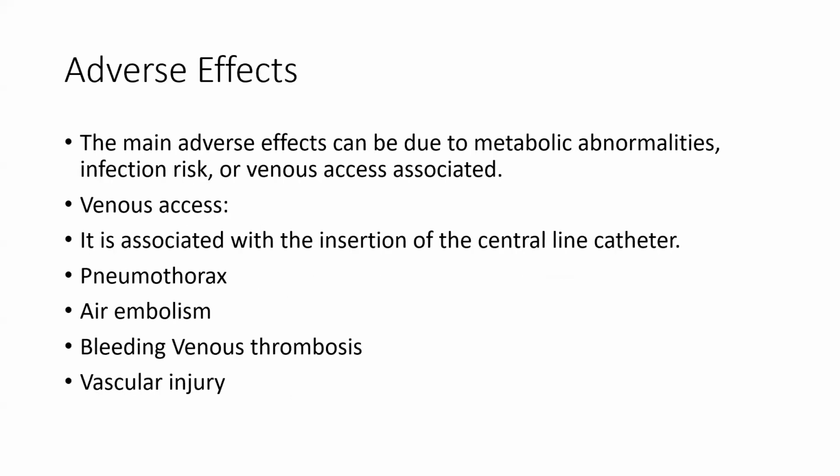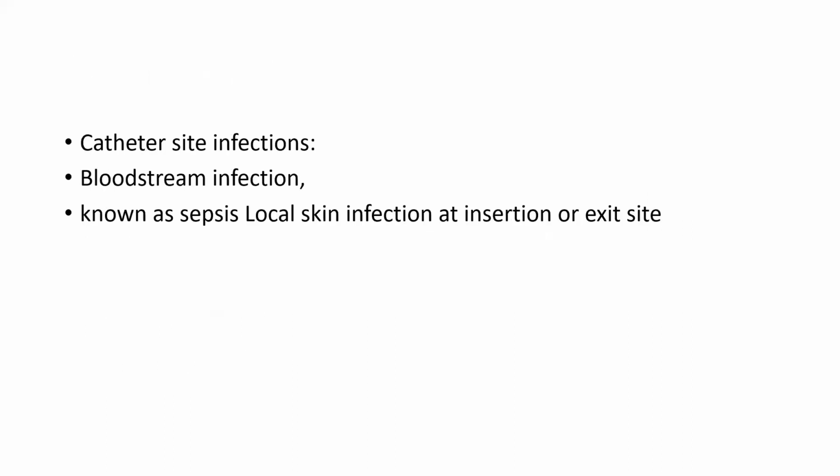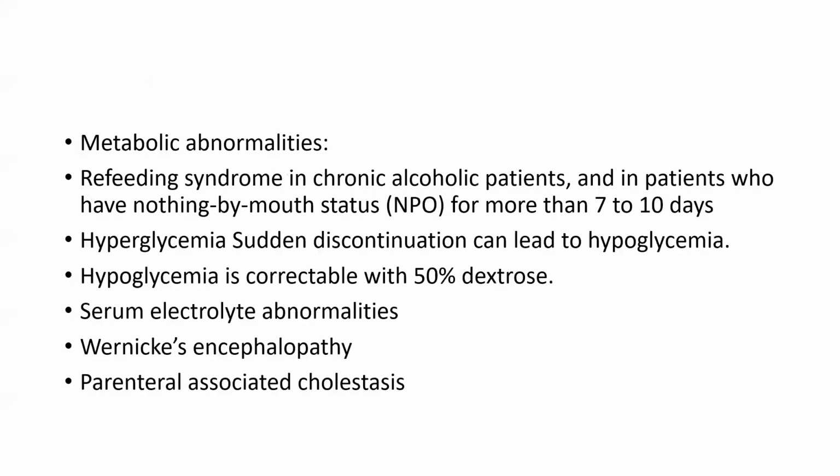Now we'll see what the adverse effects are. The main adverse effects can be due to metabolic abnormalities, infection risk, and the associated venous access. Now we'll see the venous access associated adverse effects. It is associated with insertion of the central line catheter, that is pneumothorax, air embolism, bleeding, venous thrombosis, and vascular injury. Catheter site infection, bloodstream infection known as sepsis, and local skin infection at the insertion or exit site.